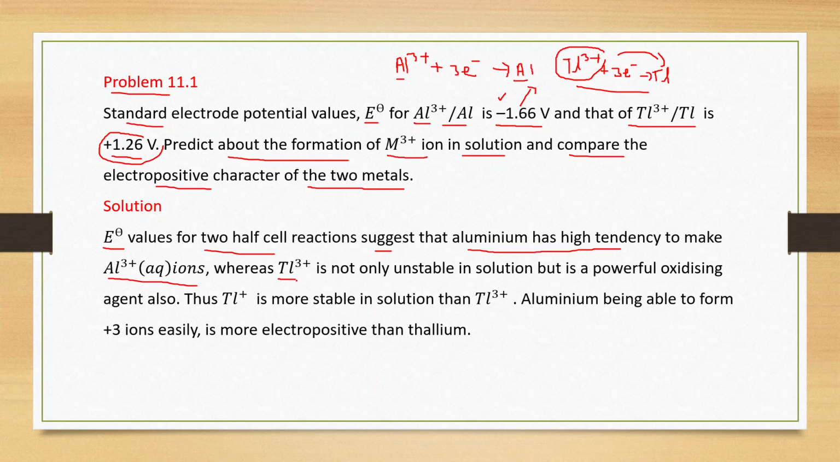Whereas Tl3+ is not only unstable in solution but is a powerful oxidizing agent. Thus, Tl+ is more stable in solution than Tl3+. Aluminium, being able to form +3 ions easily, is more electropositive than thallium. Is that clear?